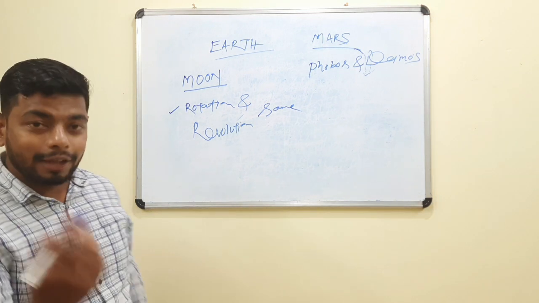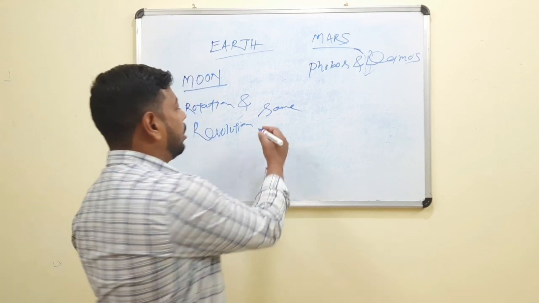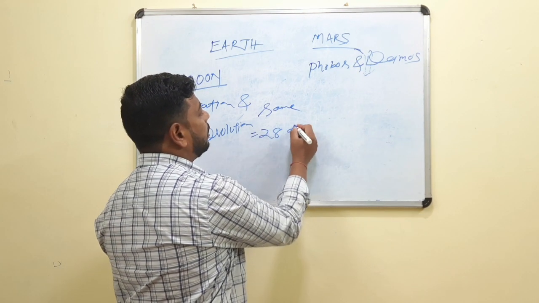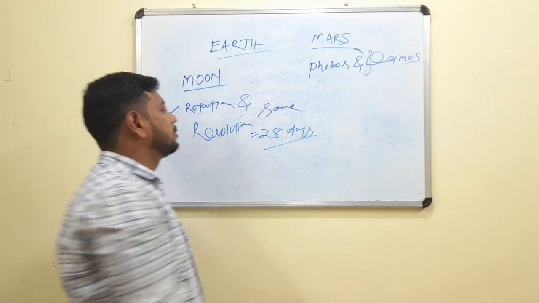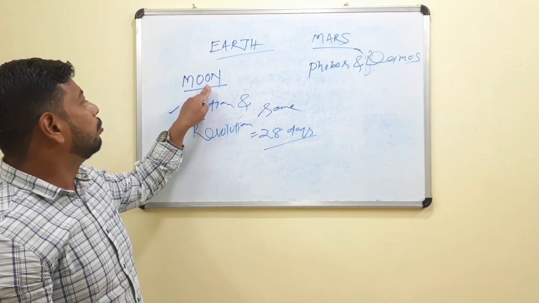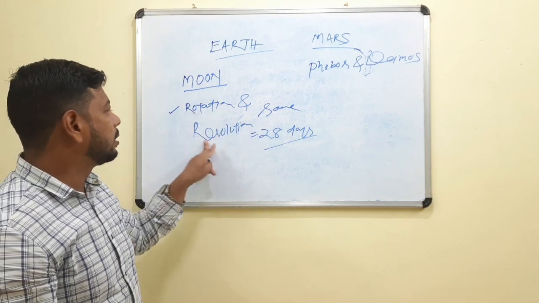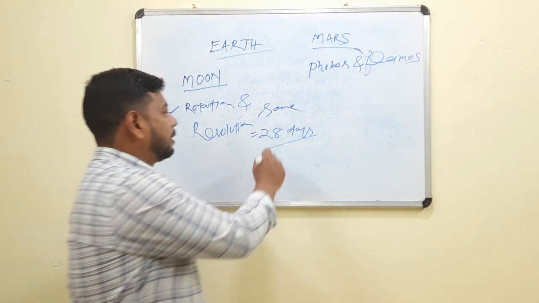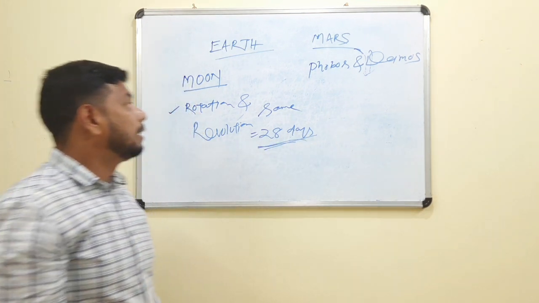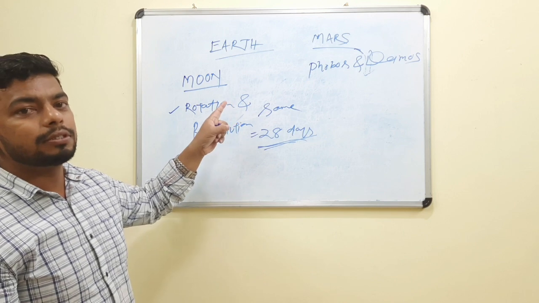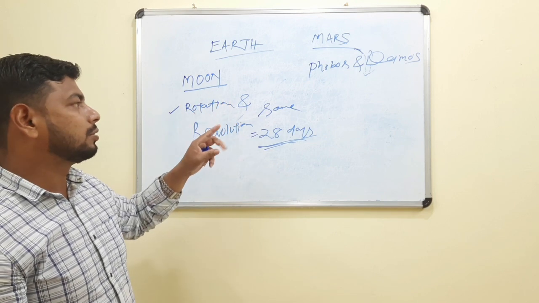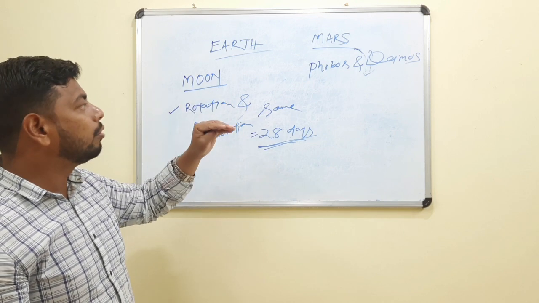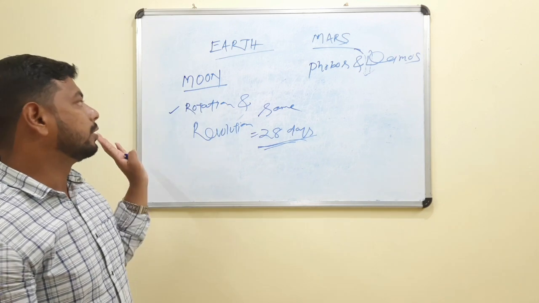Okay. If another question arises, how much? 28 days. What is the duration? The moon's durations of rotation and revolution both are the same, and that is 28 days. And that is the reason one face or one side of the moon is only visible to us.